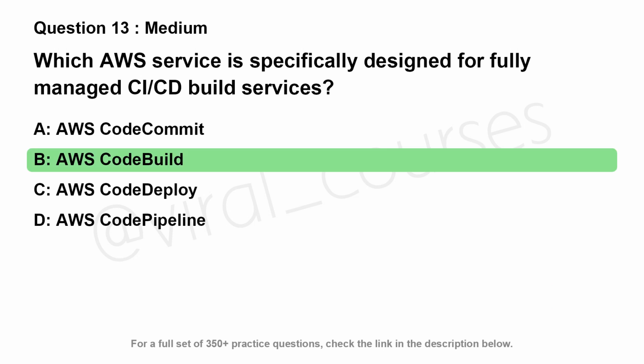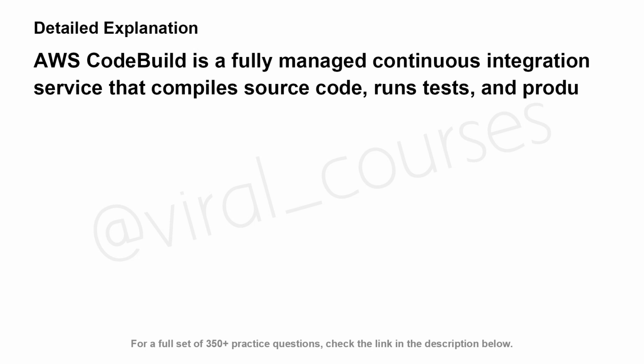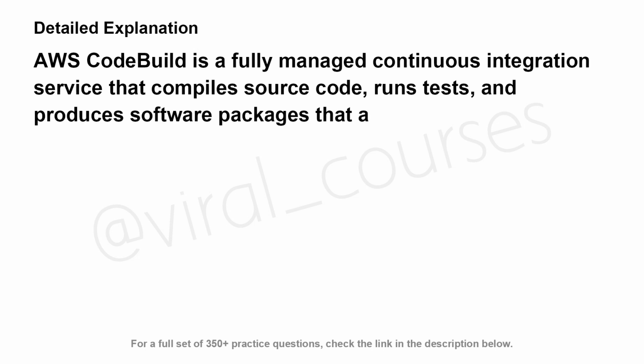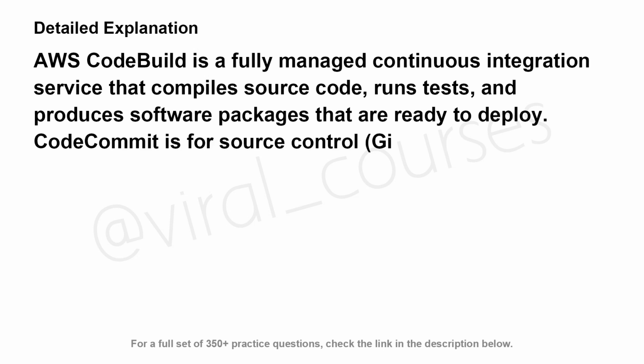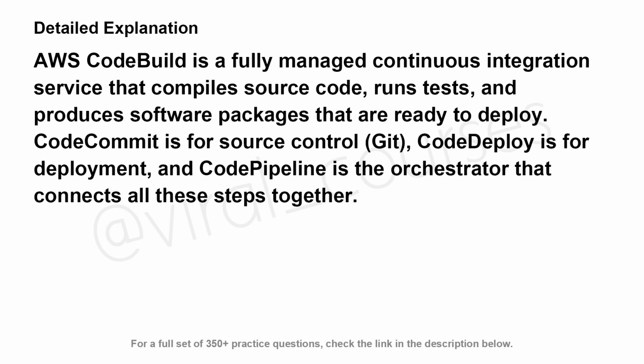The correct answer is B. AWS CodeBuild is a fully managed continuous integration service that compiles source code, runs tests, and produces software packages that are ready to deploy. CodeCommit is for source control, Git. CodeDeploy is for deployment. And CodePipeline is the orchestrator that connects all these steps together.